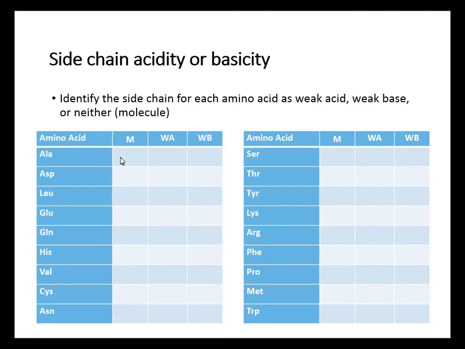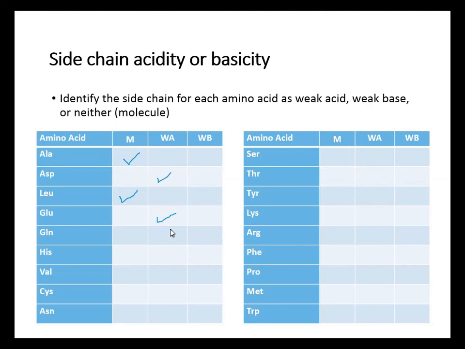Alanine, with its simple methyl group, would just be a molecule. It has no acid or base heteroatoms in it. Aspartic acid, as we just saw, is a weak acid. It has a carboxylic acid group. Leucine has no functional groups. It's just a carbon framework, so it's a molecule. Glutamic acid, like aspartic acid, will be a weak acid.